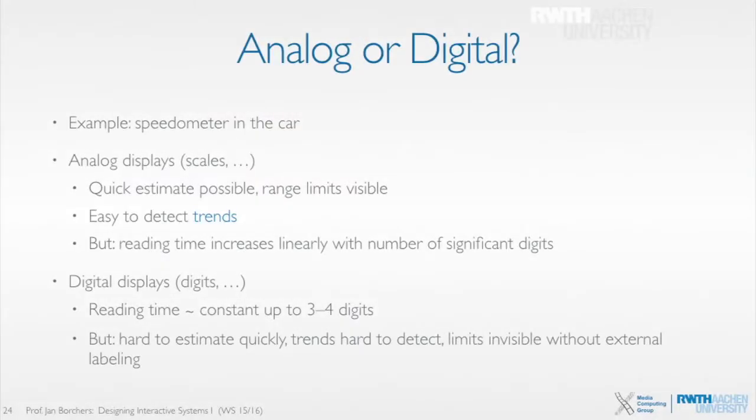Now let's think about what is better. Is it analog or digital? If I have, for example, the speedometer of a car, should I show it digitally? Should I show it on an analog scale? Digital. Now we have digital here.